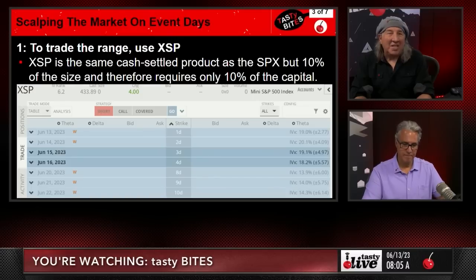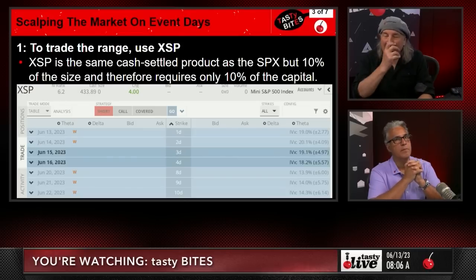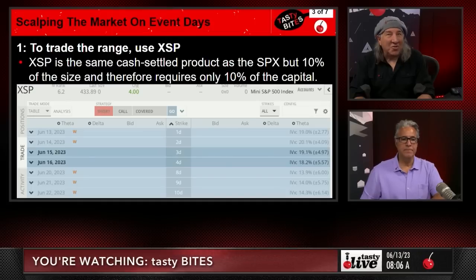In this case, they're suggesting that the easiest thing to use is the XSP, which is a mini version of the SPX. The XSP is the same cash settle product as the SPX, but it's 1/10 the size, 10%, and therefore only requires 10% of the capital. Sometimes the markets can look a little wide there, but they're plenty liquid. Don't worry about that. Especially in the shorter dated options, they get plenty of volume. Again, they are subject to pattern day trading rules, though, so you don't get around those. Just be aware of that.